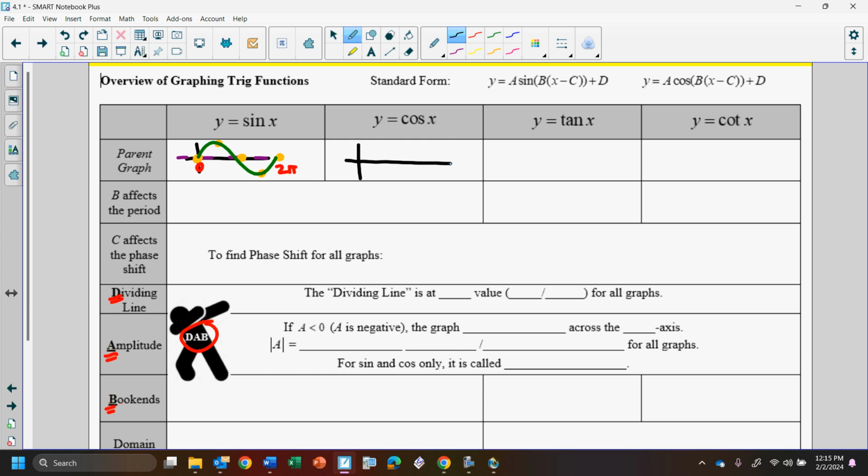Here's a strategy to help you remember that. Think about when you sign a receipt at the store. You sign on the line, right? When your parents sign your report card, they sign on the line. Think of sine as starting on that dividing line. Cosine's different. Cosine starts above. Assuming it's positive, it starts up. Cool? That dividing line in the middle.